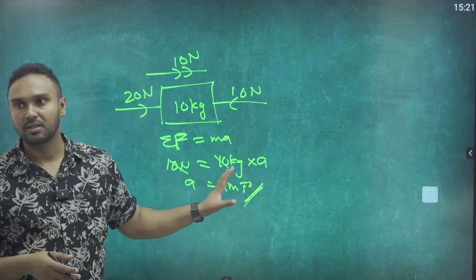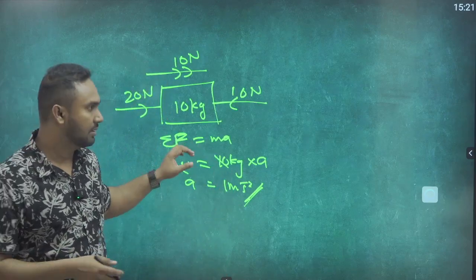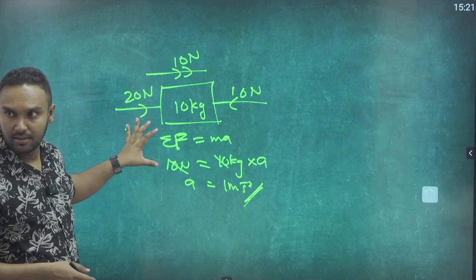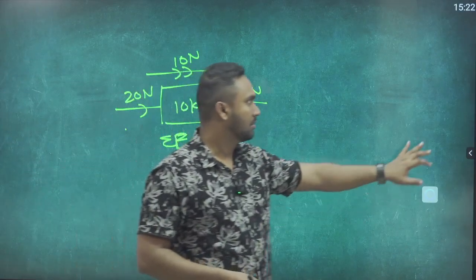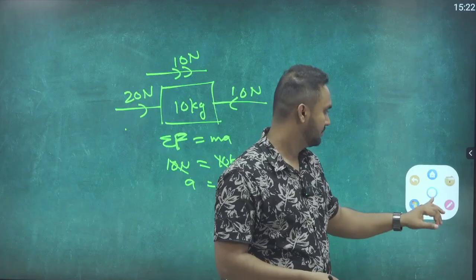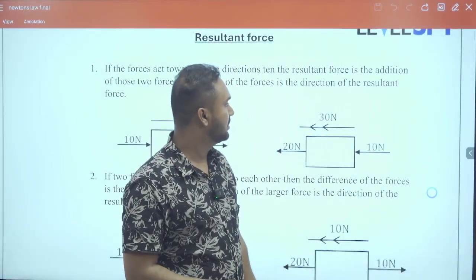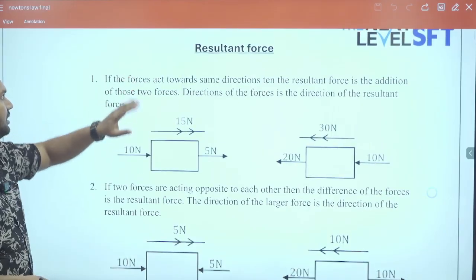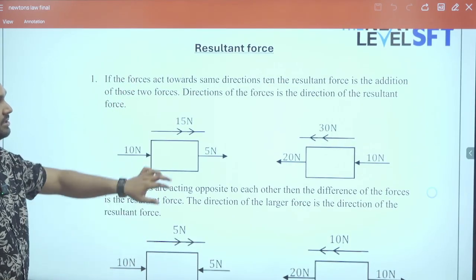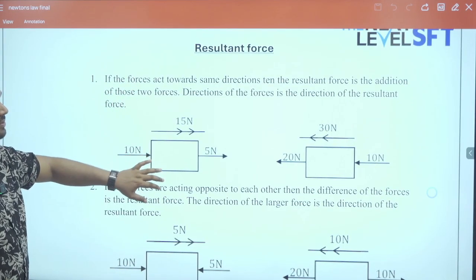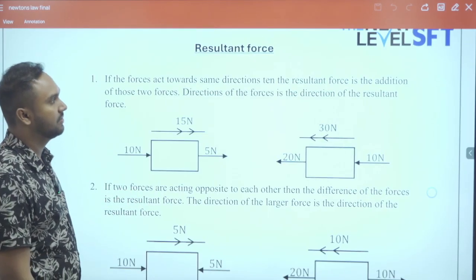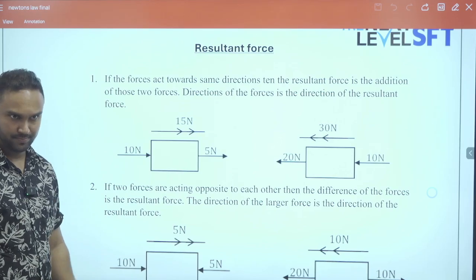So right from the beginning, you have to get the thorough knowledge, right? Okay, so you got this, right? So now come to the workbook. Now this is, you know, the theory book, resultant force. If the forces act towards the same direction, then the resultant force is the addition of those two forces. The direction of the forces is the direction of the resultant force, right?